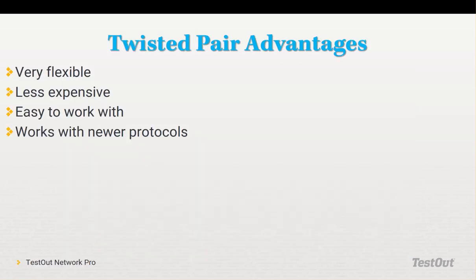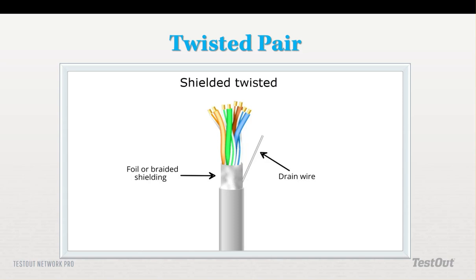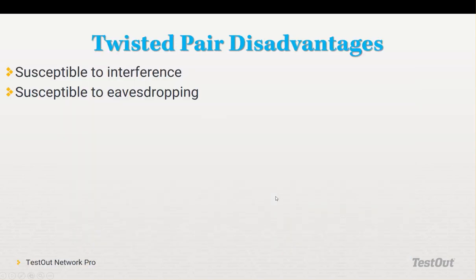So then we have the advantages. It's very flexible. You can bend it. You can do whatever you want with it. It's not very expensive. It is very easy to work with. You just snip it, the pairs come out very easily, and it's upward compatible. So you can see the shielded twisted pair offers a little bit extra protection. It's got the foil over here, the sheeting, and a drain wire.